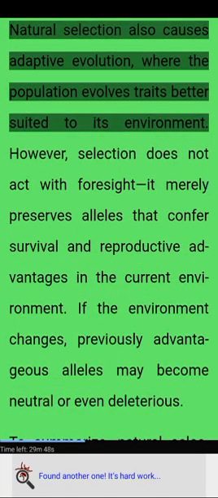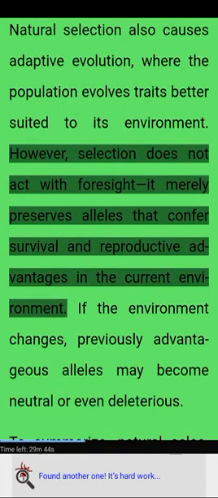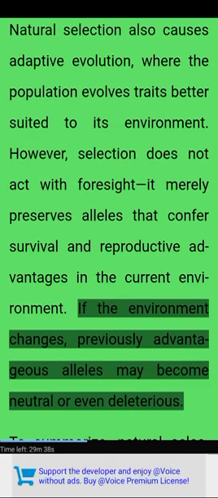Natural selection also causes adaptive evolution, where the population evolves traits better suited to its environment. However, selection does not act with foresight. It merely preserves alleles that confer survival and reproductive advantages in the current environment. If the environment changes, previously advantageous alleles may become neutral or even deleterious.